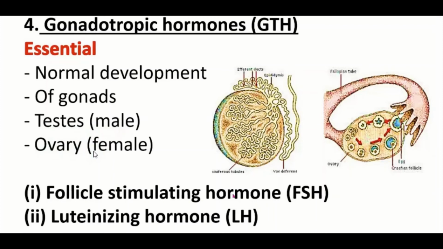So two gonadotropic hormones are present: follicle stimulating hormone, FSH, and the second one, luteinizing hormone, or LH. Follicle stimulating hormone is responsible for the production of sperms in male, and in female it induces or initiates the growth and development of the ovary.